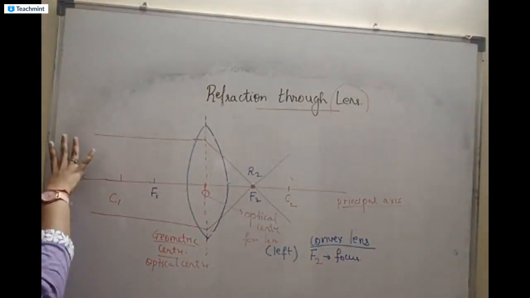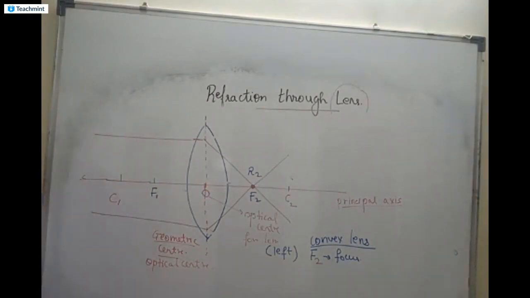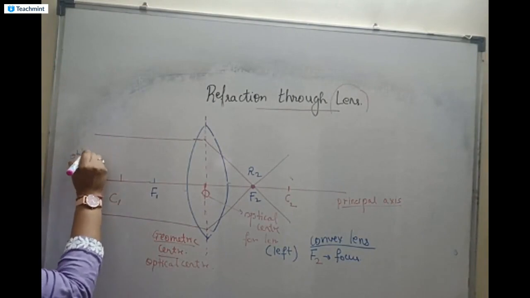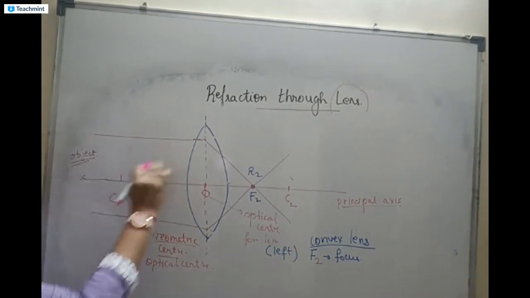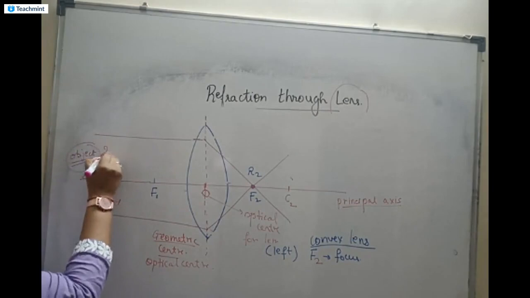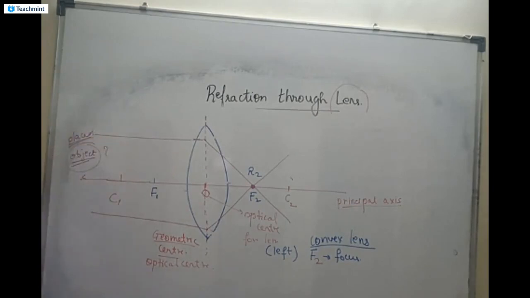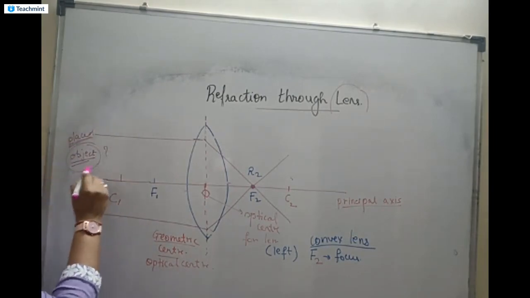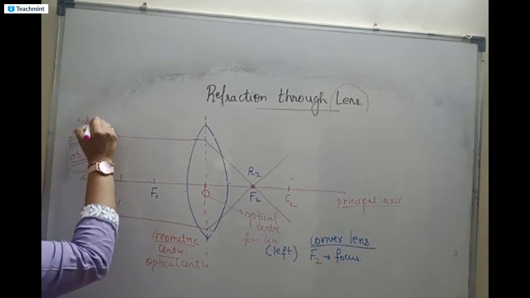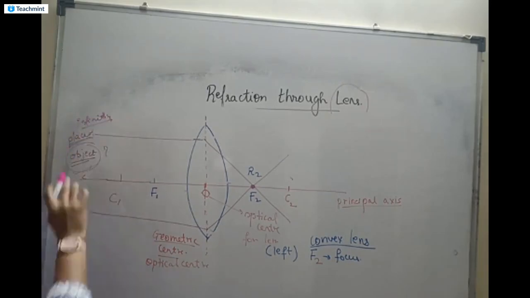So the object is kept on the left side. My first question is, where is this object kept such that the rays are coming parallel from it? What do you think? Where is this object placed? Is it at infinity? Correct. Yes. When objects are placed at infinity.